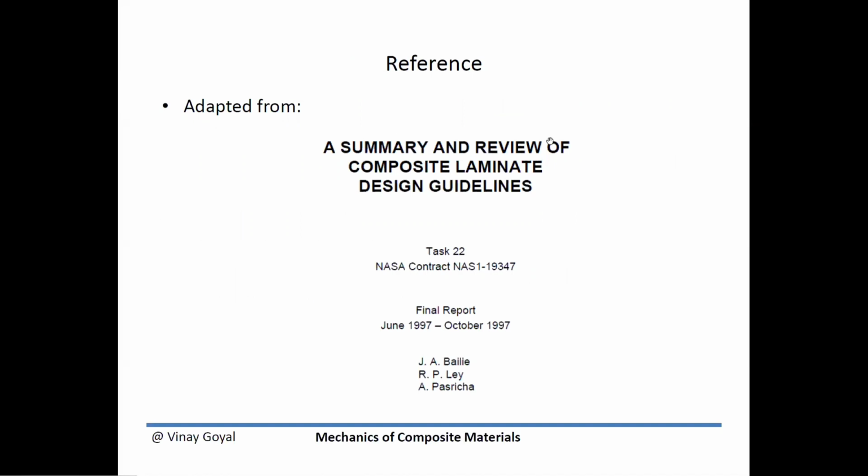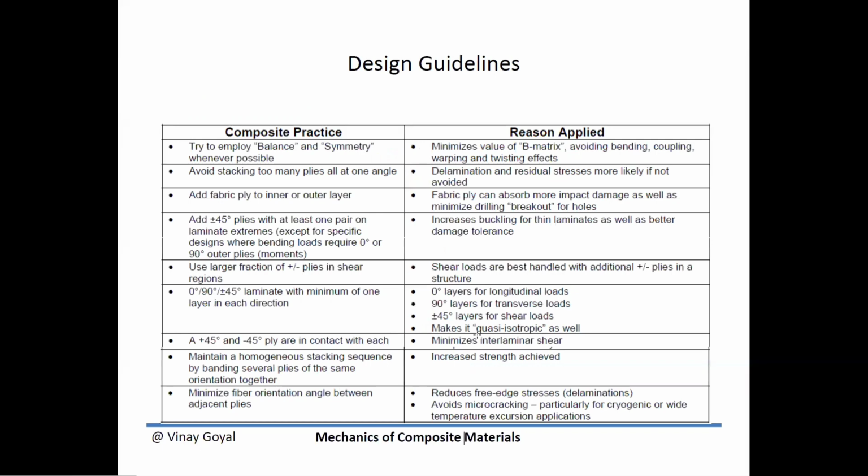There is a paper that you can find. It's called A Summary and Review of Composite Laminate Design Guidelines, Task 22, NASA Contract NAS 1-19347, published in 1997. There are even better design practices and guidelines available, but here's another point of view from a different set of eyes. Really quickly, it almost serves like a summary: employ balanced and symmetric laminates. Why? It decreases the B matrix, avoids bending, coupling, warping, twisting effects.